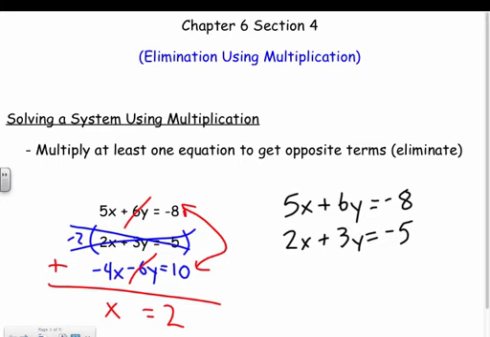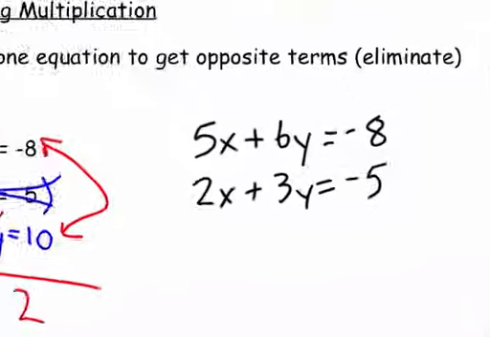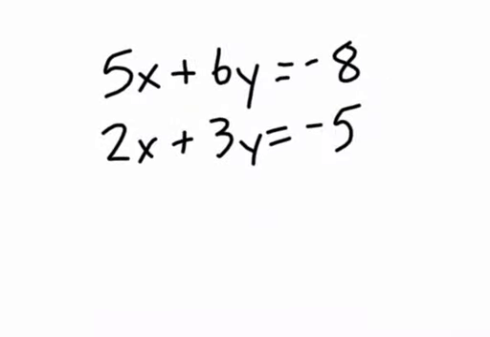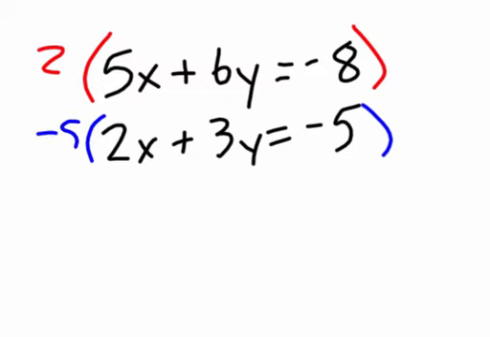Because if I were to cancel my x's, think about what's a common multiple between 5 and 2. Well, 10, right? So I have to get one to 10x and one to a negative 10x. Well, I'd have to multiply both equations then. So I'd have to decide, well, let's make this top one a positive 10x, so I'm going to multiply by 2. And let's make this bottom one a negative 10x. So I got to multiply by a negative 5, right? Because negative 5 times 2x gives me negative 10x.